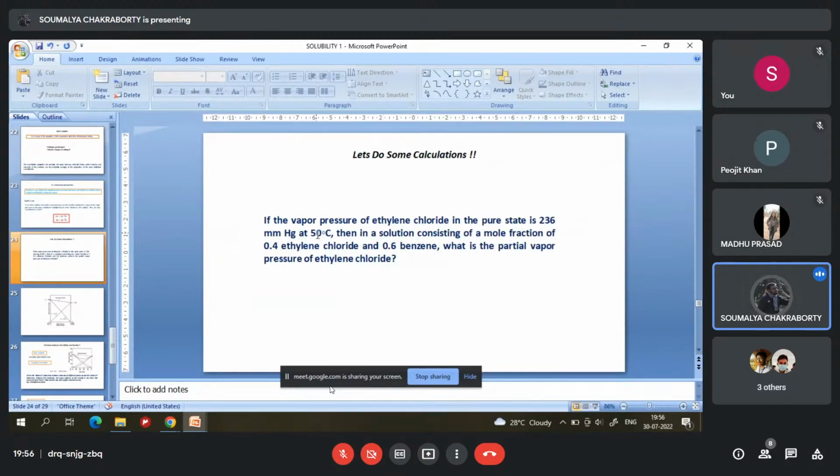So there is some mathematics. You will solve it. Just take a snap. It is your homework. The next day, you will tell me the result. It's based on Raoult's law.